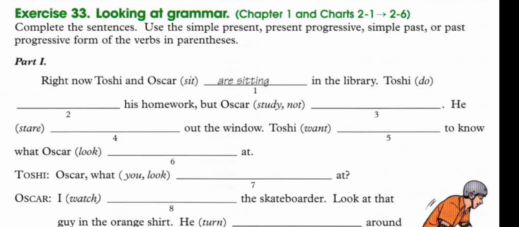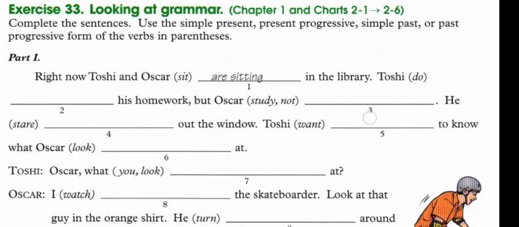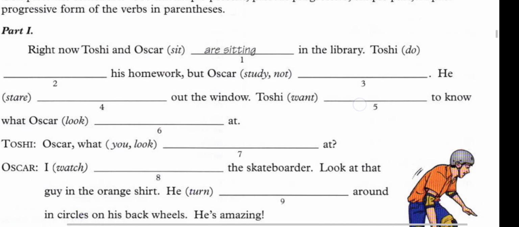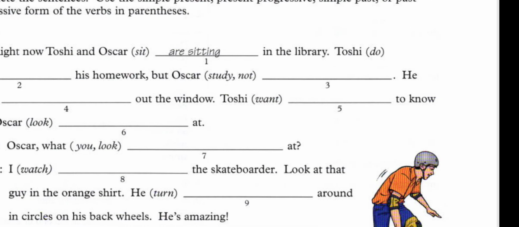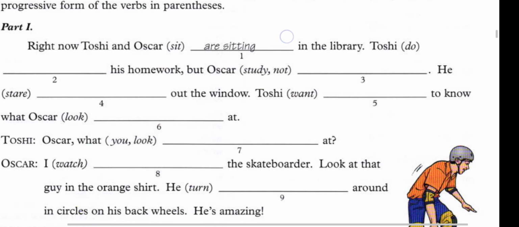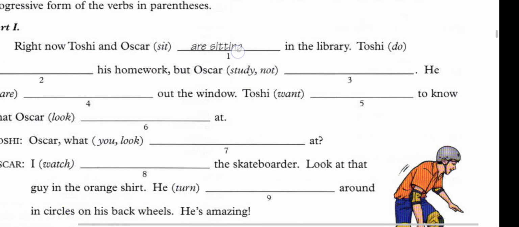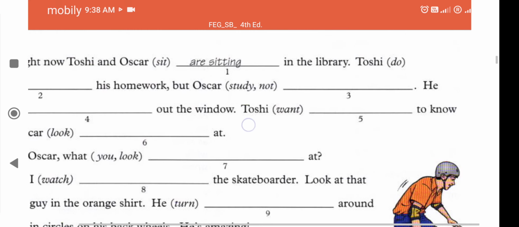This is an exercise in which we are going to use the simple present, present progressive, simple past, or past progressive. Let's start reading. Right now, Tushi and Oscar are sitting in the library. So as you see in the first blank space, we are using the present progressive. We know from the adverb "now", which indicates that the action is going on at the moment of speaking.